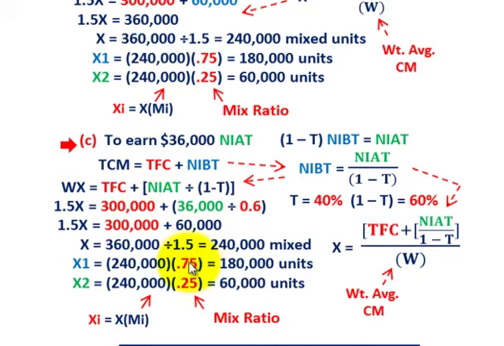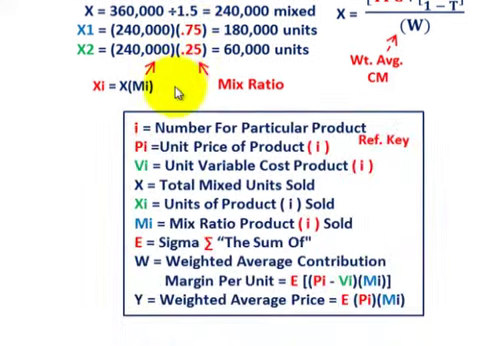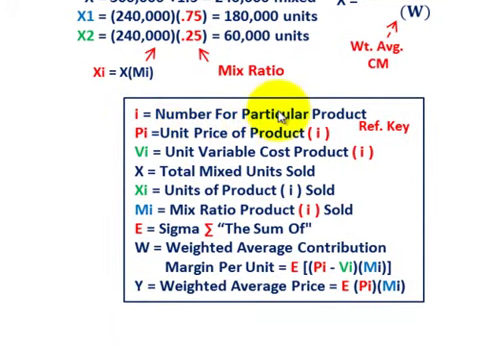So we went through the problem and applied it to our general equations. One last thing, just showing the key for this particular problem. I don't have all the references, but little i represents the number of a particular product. Pi was the unit price of product i. Vi would have been the unit variable cost of product i. X was the total mixed units that we have to sell. Xi would be the units of product i that would be sold. Mi would be the mix ratio of product i that was sold.